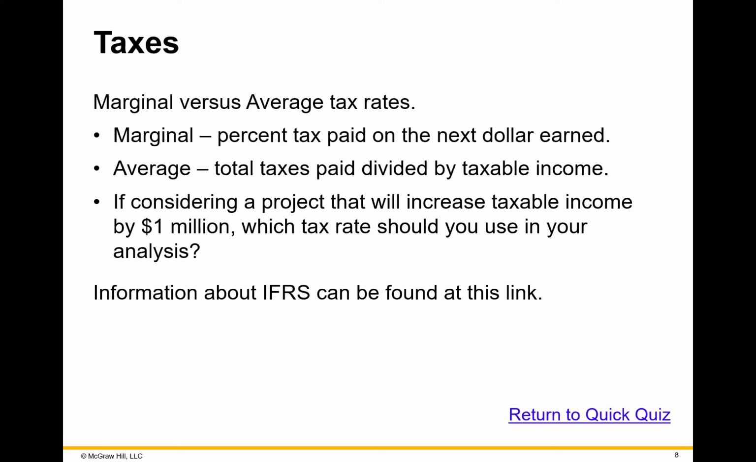As you know, by definition, marginal is the percent tax paid on the next dollar earned. As you earn more money, those higher dollars get taxed differently. Average is, as I mentioned, total taxes paid divided by taxable income. By default, your average tax rate should always be below your highest marginal tax rate.